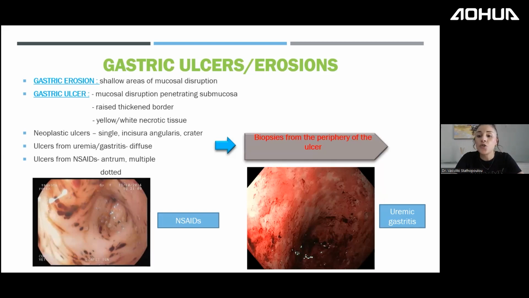The biopsies should always be from the periphery of the ulcer and not from the necrotic center, as I told you, in order to have more diagnostic samples. Let's go to the next one.